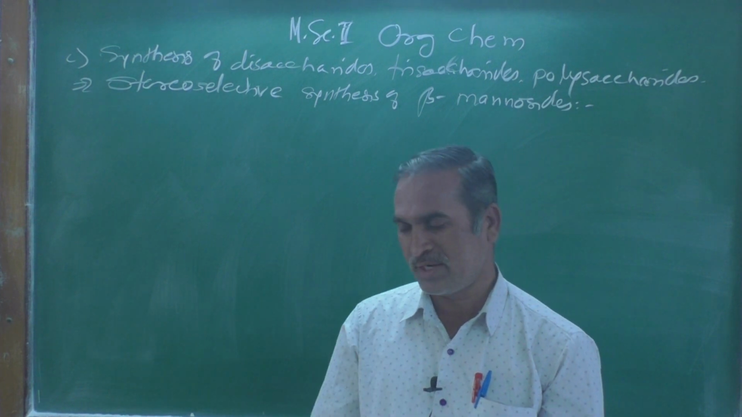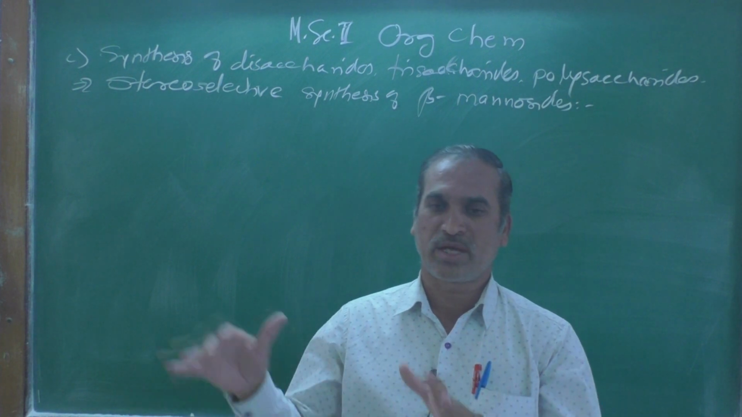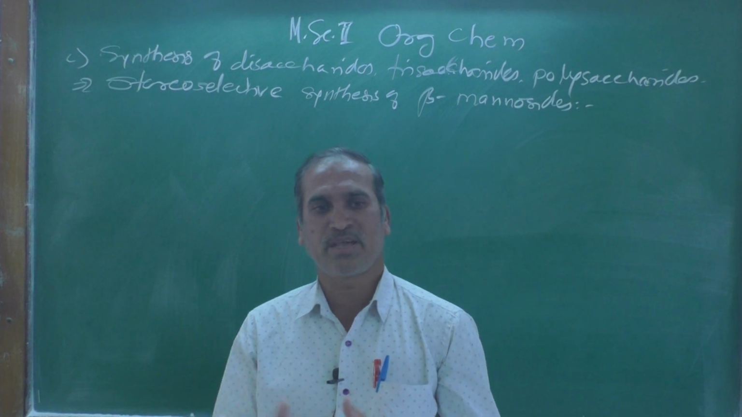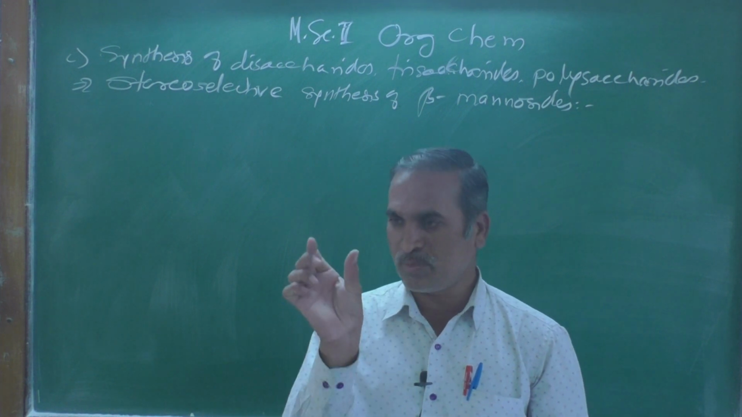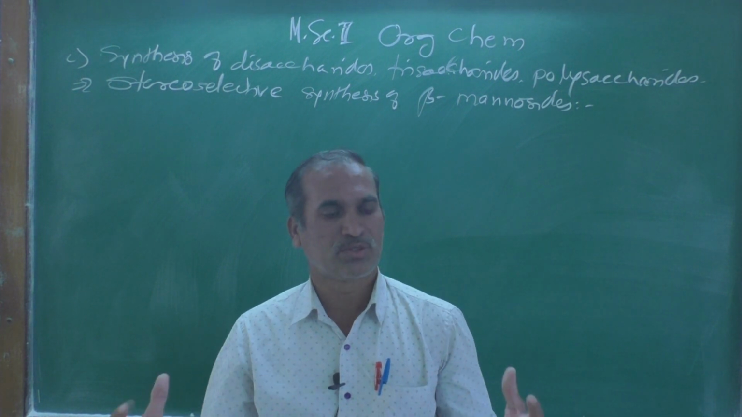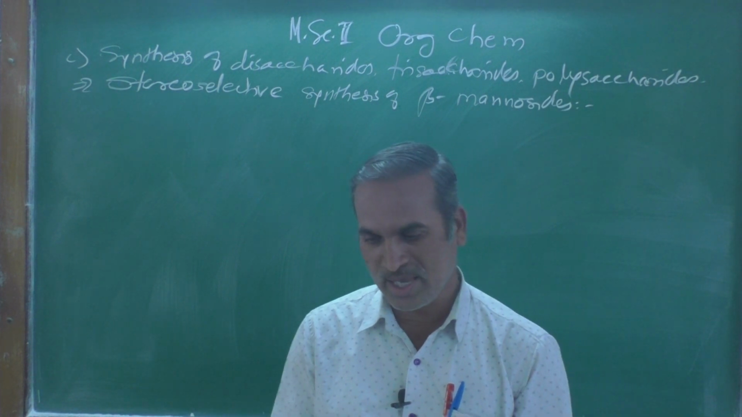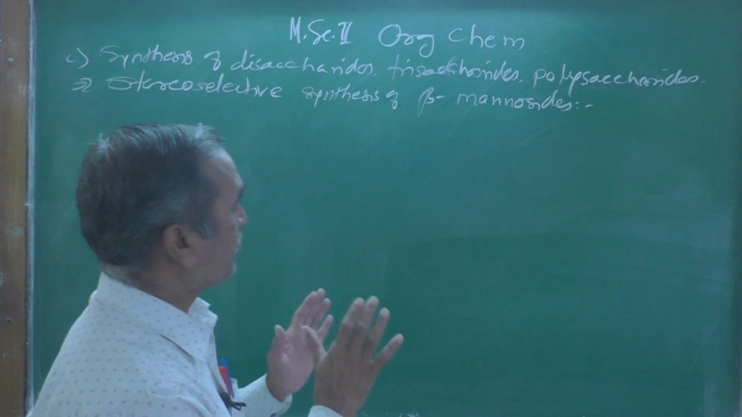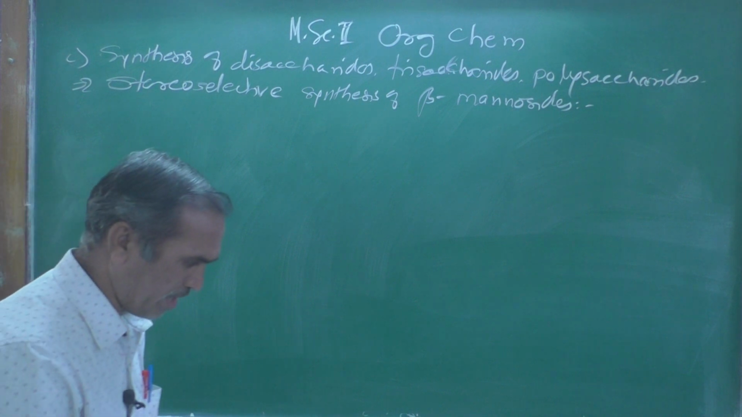which may be the same or different units. And polysaccharides: more than 10 sugar units combined together form a complex compound. That type of saccharide is known as a polysaccharide. Poly, the word itself suggests that a number of sugar units are combined together or involved in that. But at this level, let us see the preliminary synthesis of disaccharide, trisaccharide and polysaccharide.